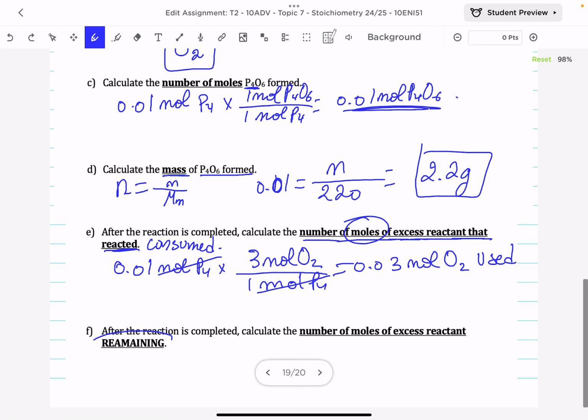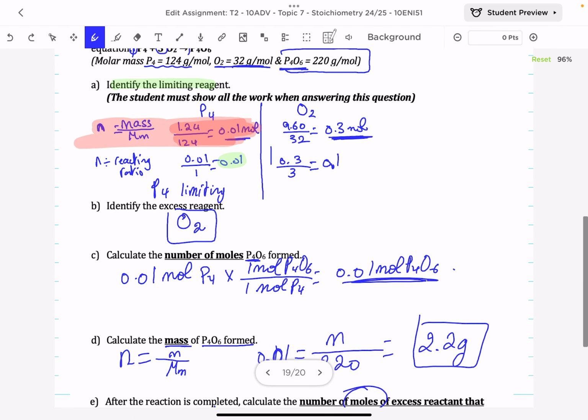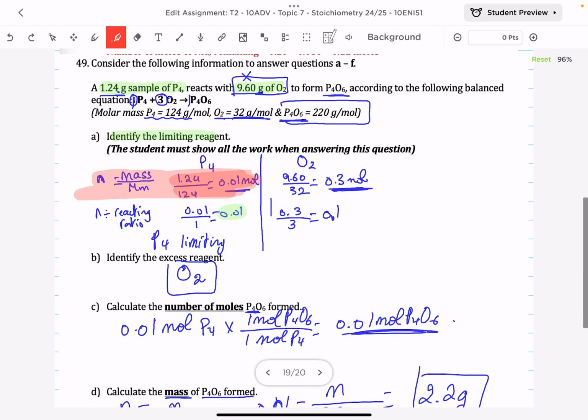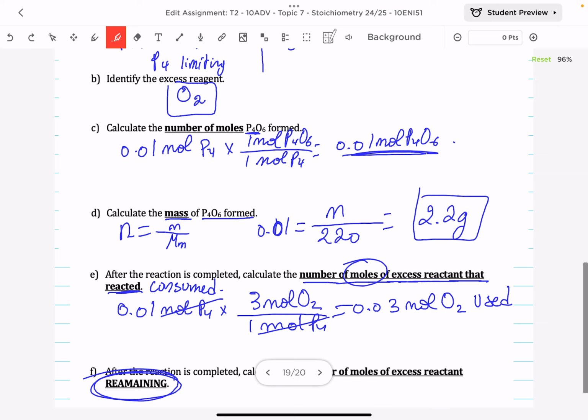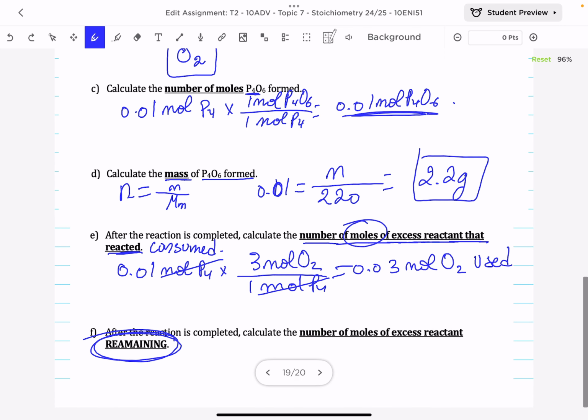Now, remaining. How much original do I have? Originally, I had 9.6 grams, which I converted into mole. So I take the original mole and I subtract from it how much was consumed. So 0.3 minus 0.03, and the answer will be 0.27 mole remaining.